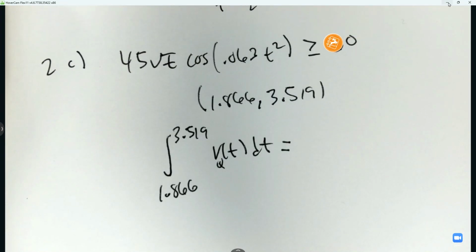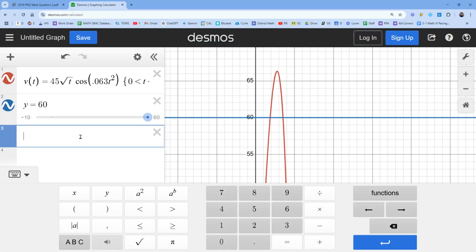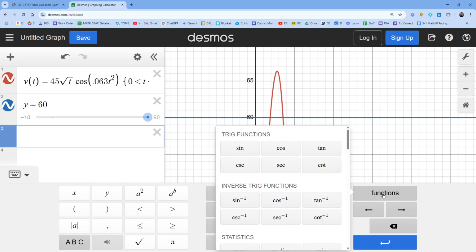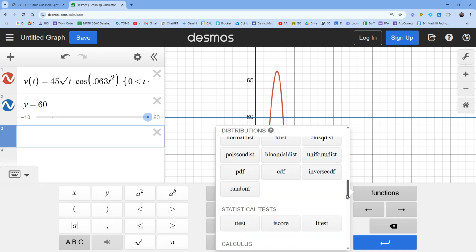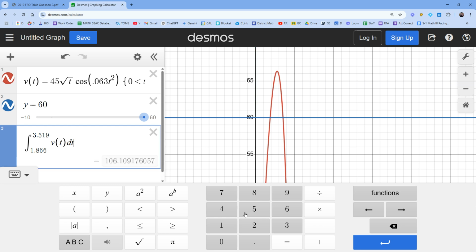And let's see what that would look like. So I'm going to go functions and then go down to calculus, and I'm going to type in those bounds 1.866 and 3.519. Now I'm not going to type in that whole equation. I'm just going to go via t. So I've already defined it, and then see what the answer is.